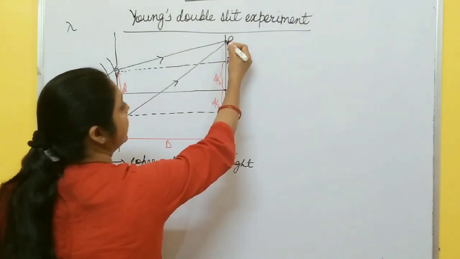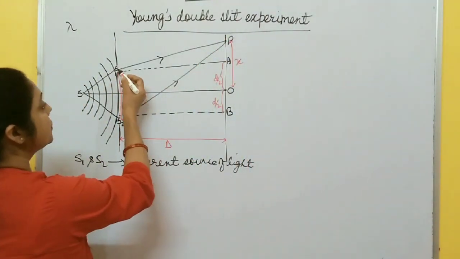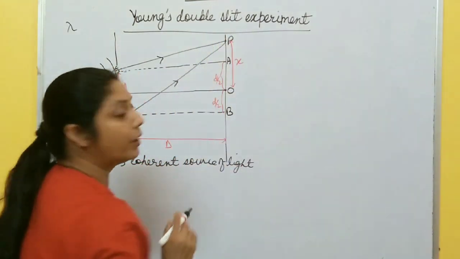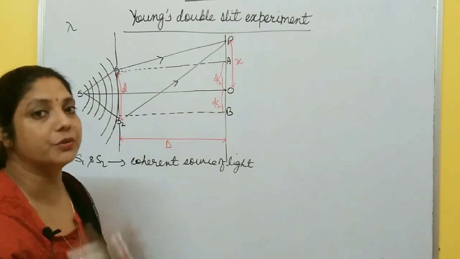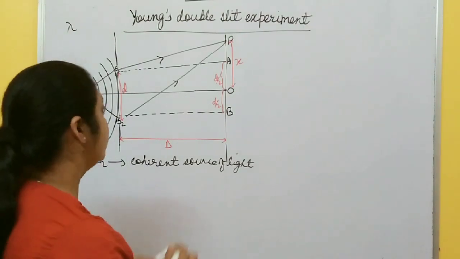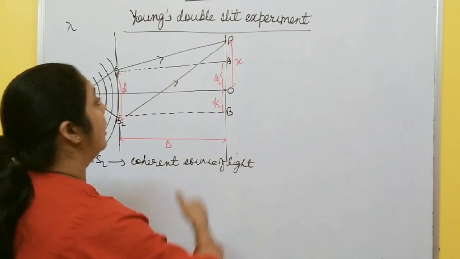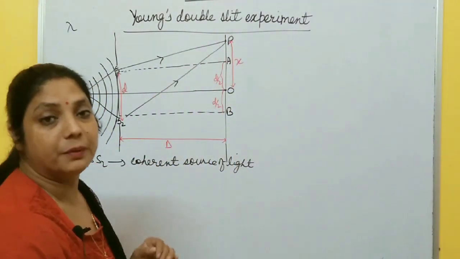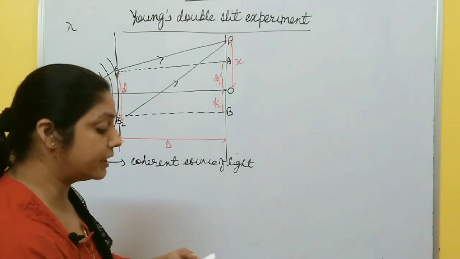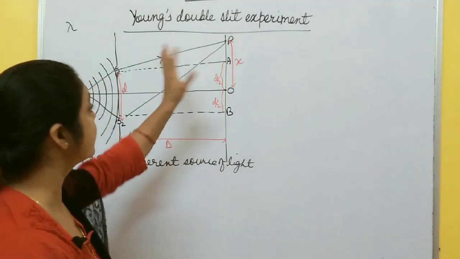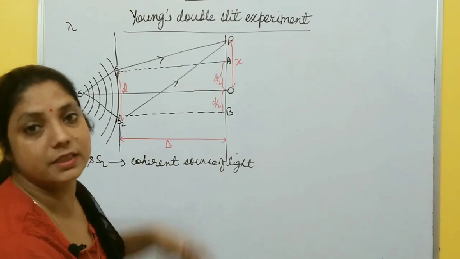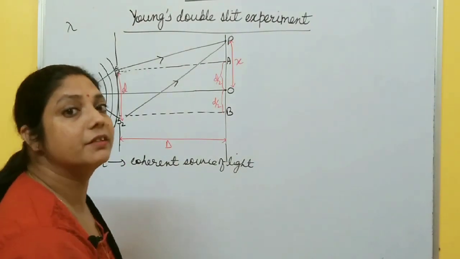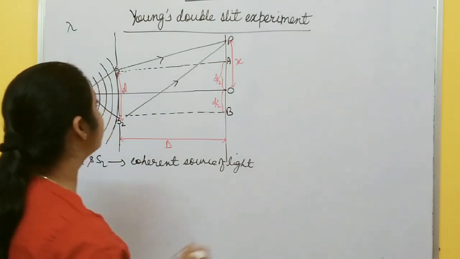Suppose here on the screen at point P, rays from S1 and S2 reach this point P, superimpose and produce an interference pattern, right? So what are the different conditions to produce an interference pattern on the screen? At point P, whether constructive interference or destructive interference is there, Young explained all these things experimentally. So to calculate the conditions for constructive and destructive interference, let us assume something.